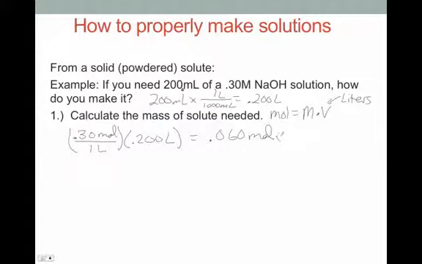But like I said, we're not done because we need that to be in a mass. So we're going to take that and convert it to grams. We have 1 mole is equal to 40.01 grams, and that gives us 2.4 grams of NaOH.